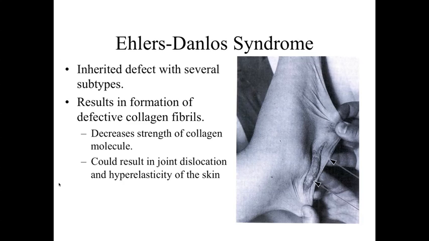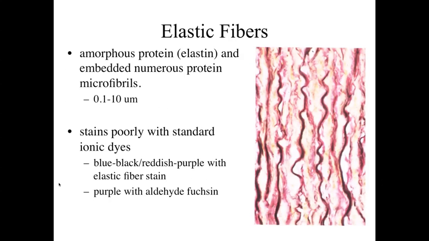You can have joint dislocation in Ehlers-Danlos syndrome because of the weakness of the collagen molecules, because the tendons and the ligaments are weaker and they're not holding everything in place. And again, looking at this is an important emphasis on what collagen is doing within the body, holding the structures together.